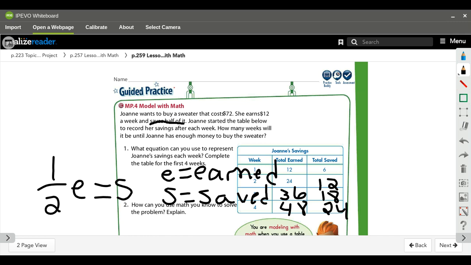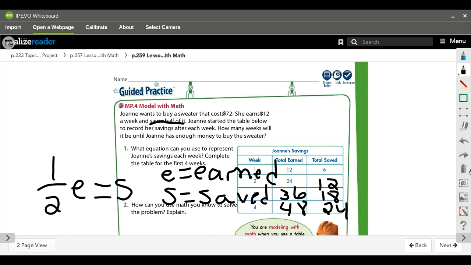So notice the value that I didn't really worry about was the week. When I was looking at the table, the only values I was looking at were the total earned and the total saved. That's my input and output. This was just telling me the number of times that passed. I didn't need the week for my equation because of this information: she earns $12 a week and saves half of it. And then it gave me enough information to say, well, here she earned 24. Half of 24 is 12. She earned 36. Half of 36 is 18. She earned 48. Half of 48 is 24.